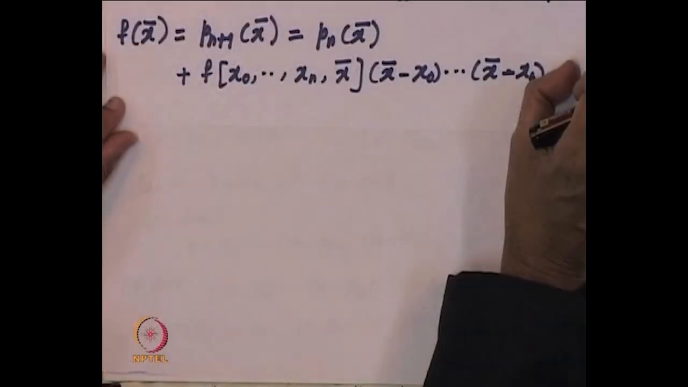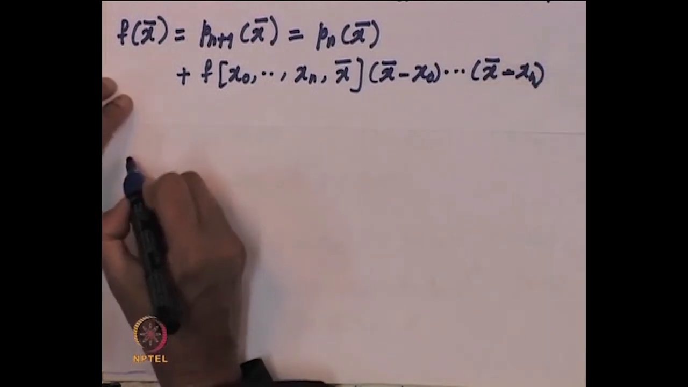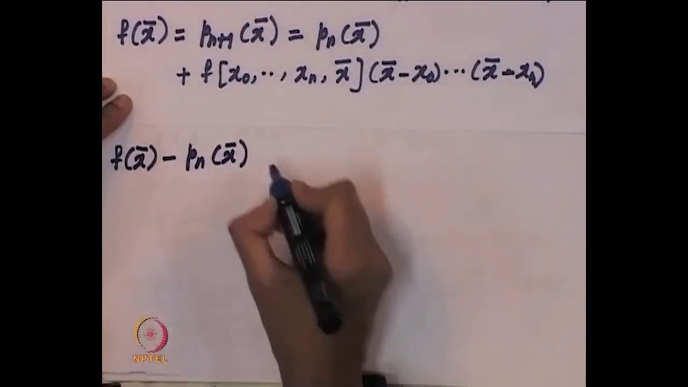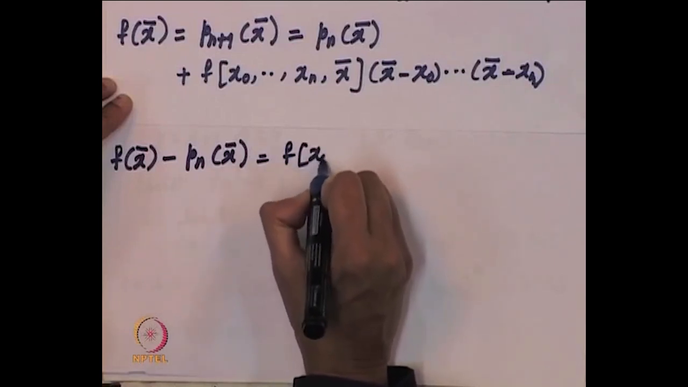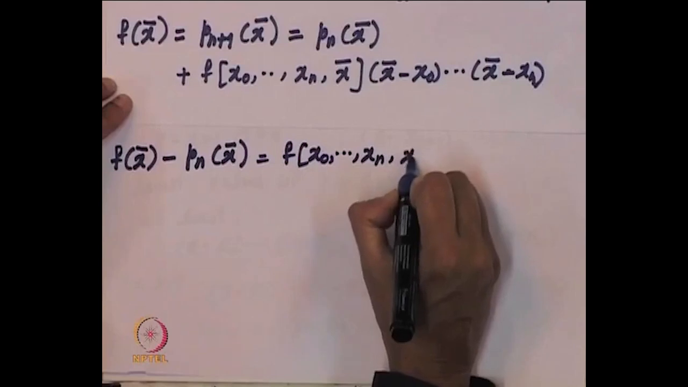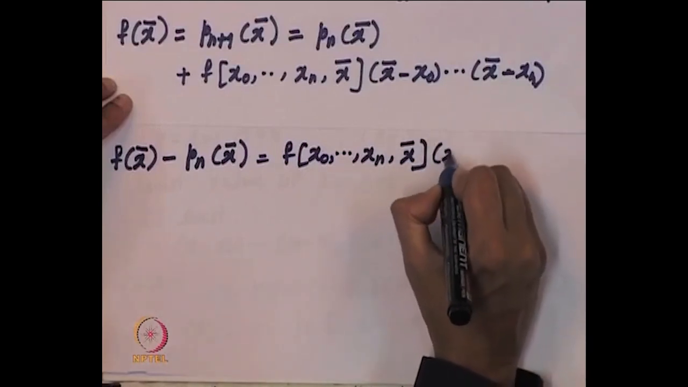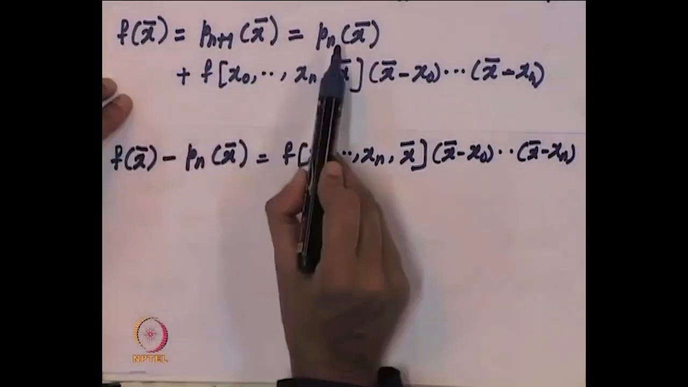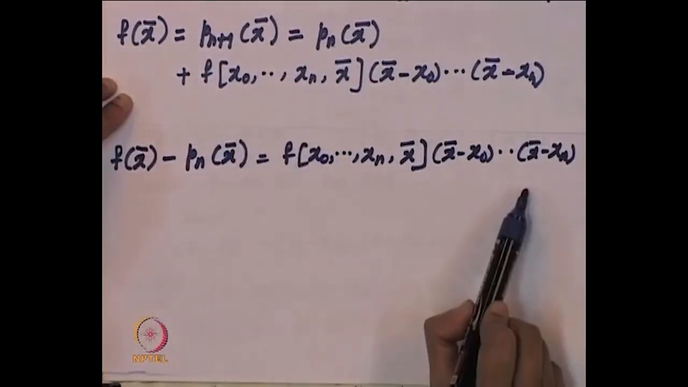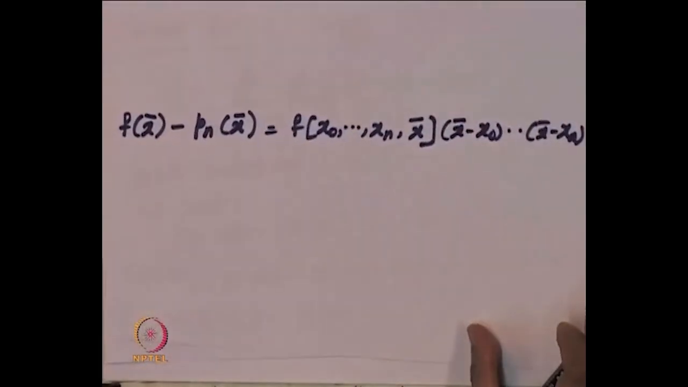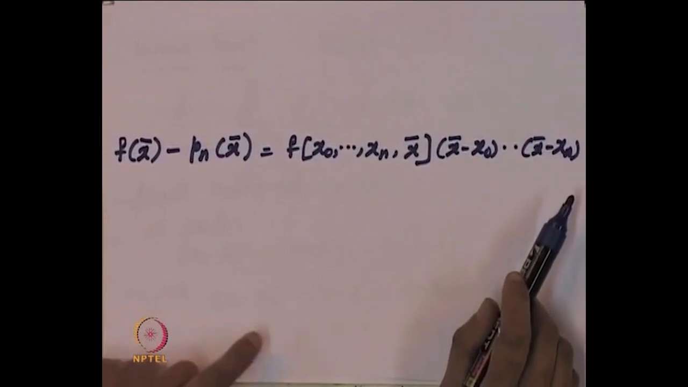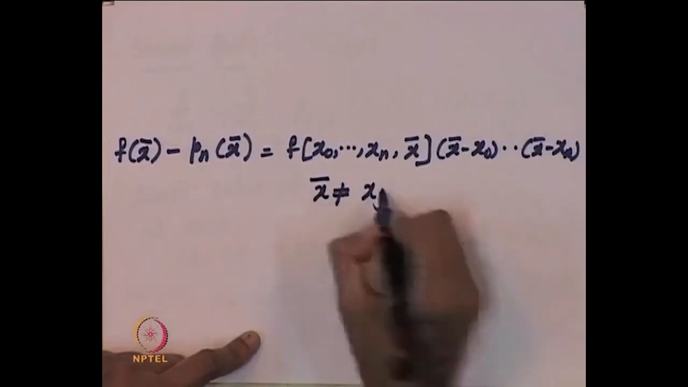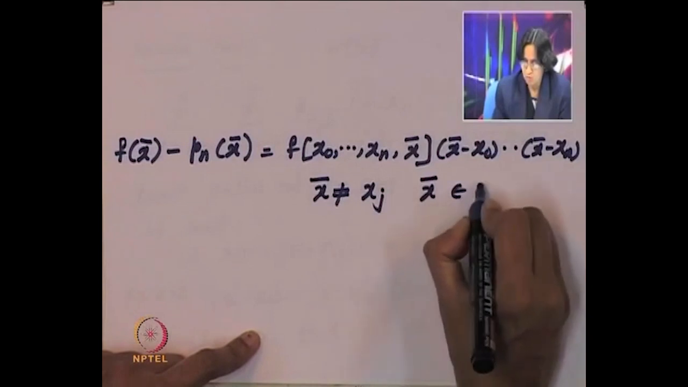So, it will be f of x bar minus p n of x bar. This will be equal to f of x 0, x n, x bar multiplied by x bar minus x 0 into x bar minus x n. So, f of x bar minus p n of x bar is equal to this divided difference multiplied by x bar minus x 0 up to x bar minus x n. Now, for x bar what we wanted was x bar should not be equal to x j. X bar belongs to interval a b.